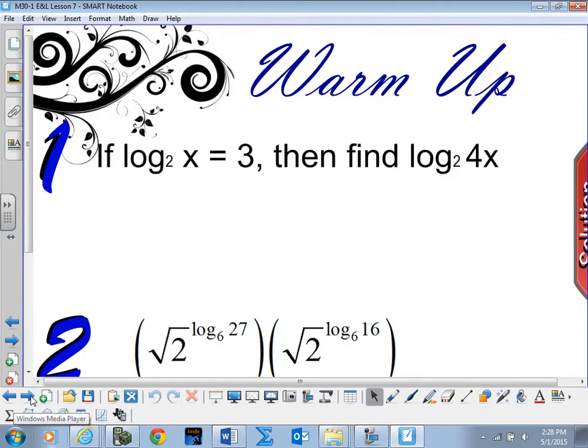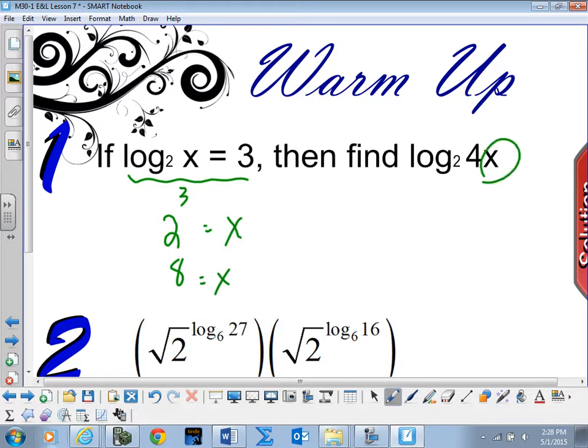A couple of warm-up questions that aren't involving solving using logs, but let's find log base 2 of 4x. So what we can do here, using the information given, is switch this to exponential in order to solve for the missing value of x. So we have x is equal to 8, and now we can use x is equal to 8 in the second part of this problem. Log base 2 of 4 times 8.